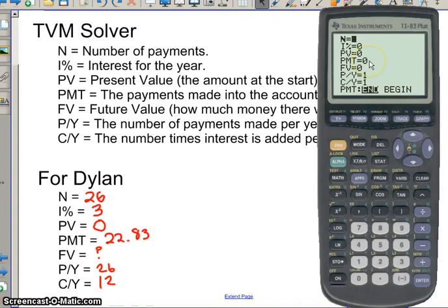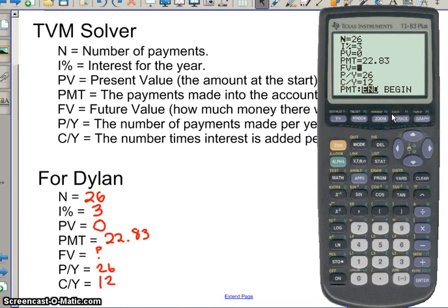So let's put this into the graphing calculator and see what happens here. So we know there's 26 total payments. Let's try this again here. 26 total payments. It's 3% for the year. Present value, he doesn't have anything in there just yet, but we're going to add $22.83 each time. 26 payments, 12 compounds for the year.